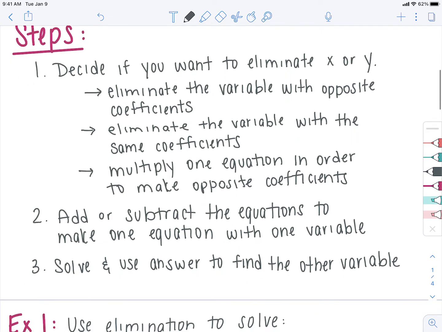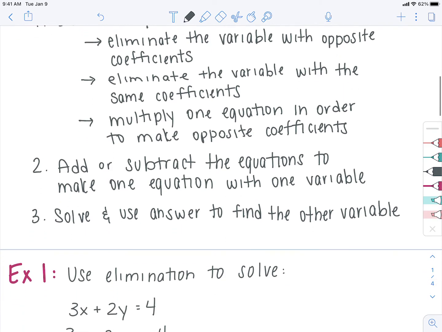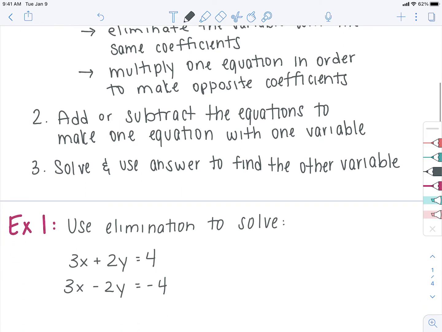So if we're looking at an actual example, it would say something like, use elimination to solve 3x plus 2y equals 4 and 3x minus 2y equals negative 4.